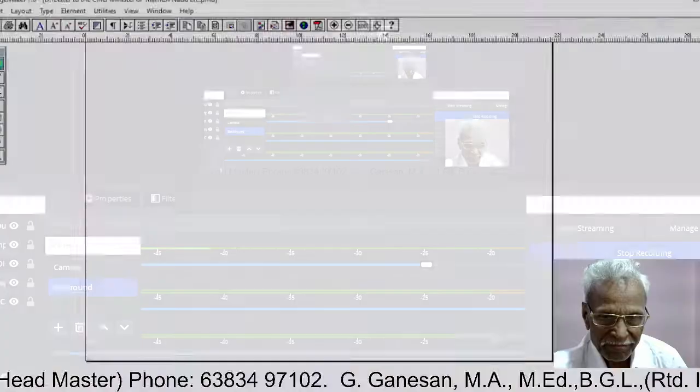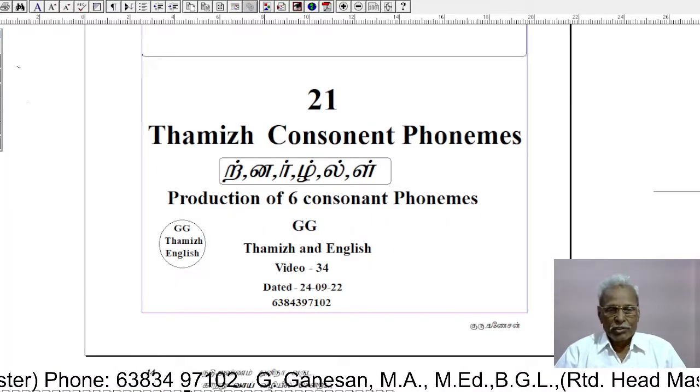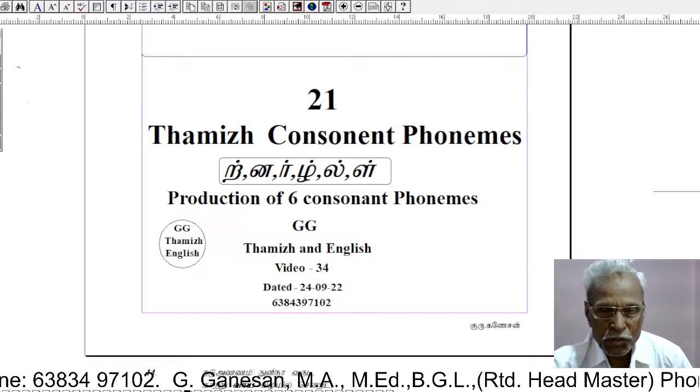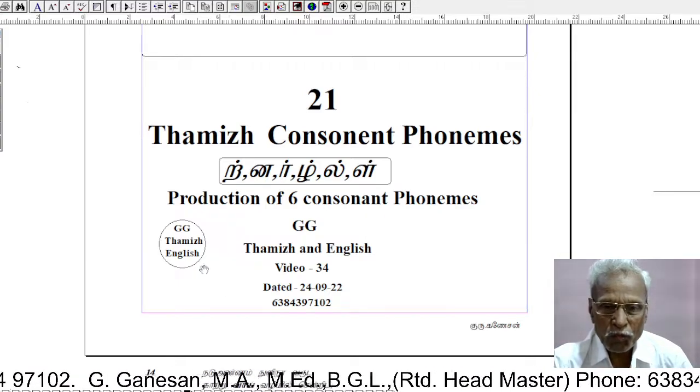Dear teachers and students, in the last class we saw the 8 consonant phonemes used in Tamil. Today we are going to see 6 more phonemes, that is, 6 phonemes used in Tamil. Come. Today we are going to see the 6 consonant phonemes.